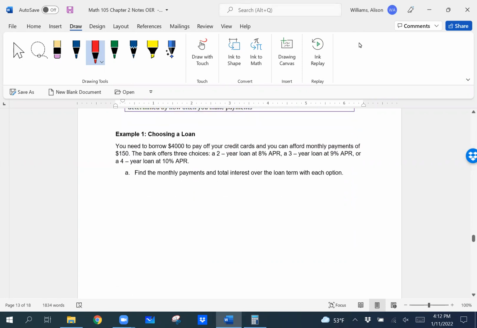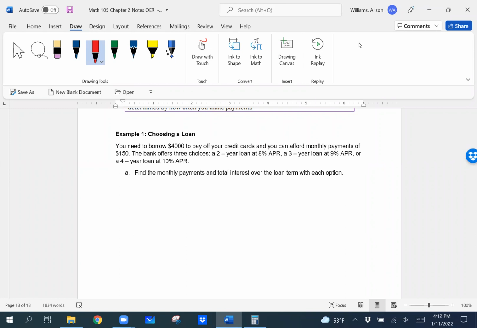Let's say you want to borrow some money to pay off a credit card. That's actually a really smart idea. Credit card interest rates are very high. They usually are like 20% or more, depending on how good your credit is. So if you can borrow money from your bank at a much lower interest rate, you're going to end up spending a lot less in interest.